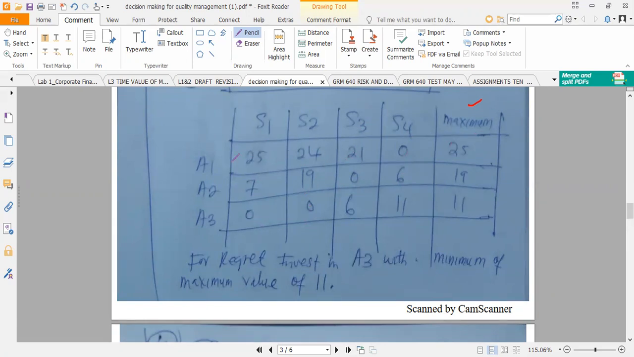So our highest value here is 25. Our highest value here is 19, and our highest value here is 11. But of these ones, we are picking the smallest of them all. So this value is 11. The value we're picking is 11, and this is what we call our regret.